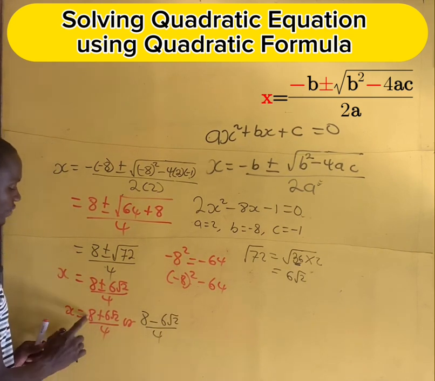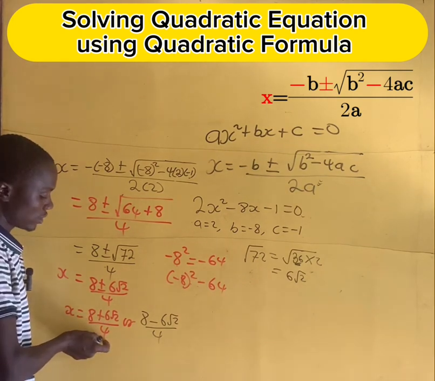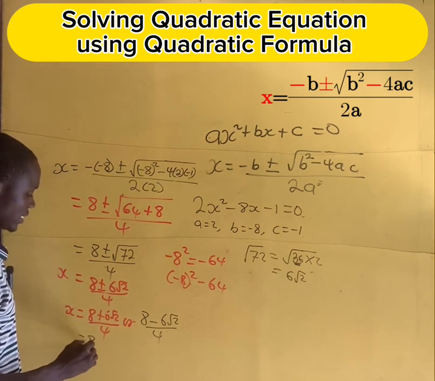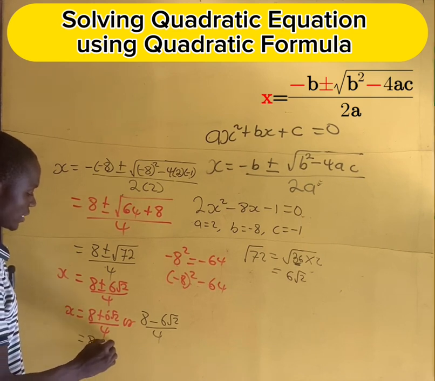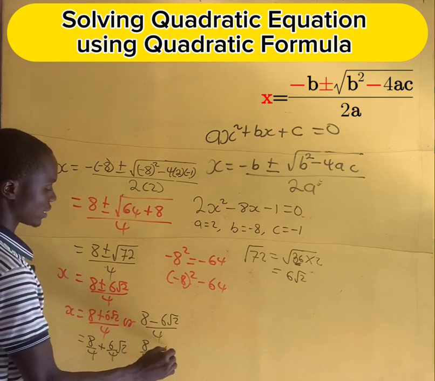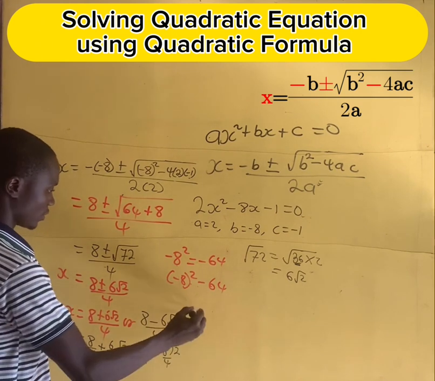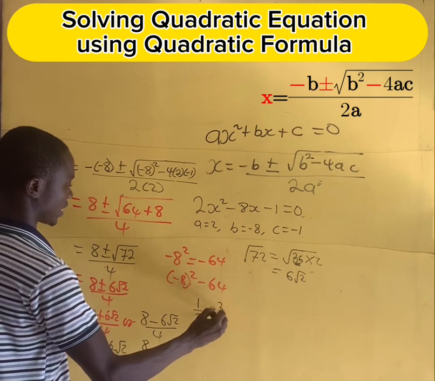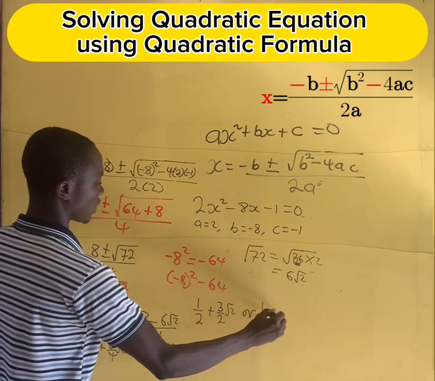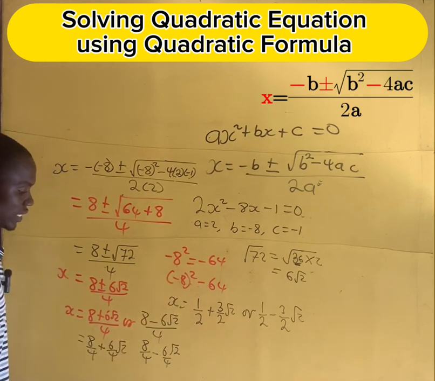And this one, 4 can divide 8 and 4 can divide 6. Sorry, 2 can divide 4, it can divide 8 and it can divide 6. So we can use 2 to reduce it. So we write this one as 8 divided by 4 plus 6 divided by 4 root 2. The same thing, 8 divided by 4 minus 6 divided by 4 root 2. So this one will be 1 out of 2 plus 3 out of 2 root 2, or 1 out of 2 minus 3 out of 2 root 2. That will give us our x in a very simple way.